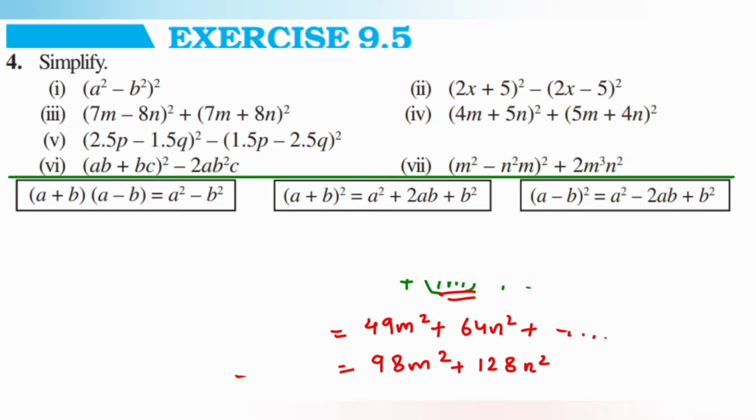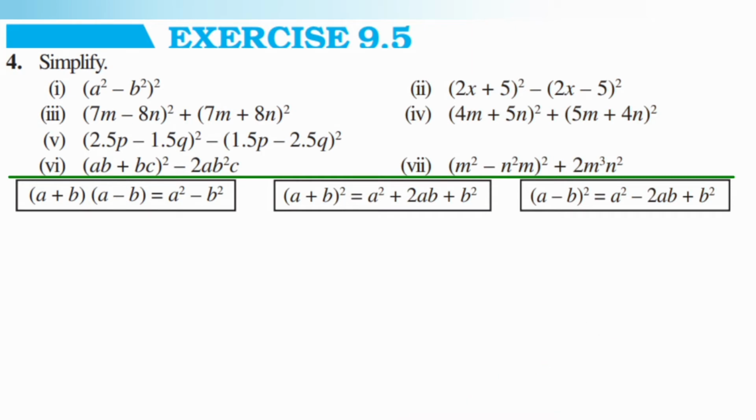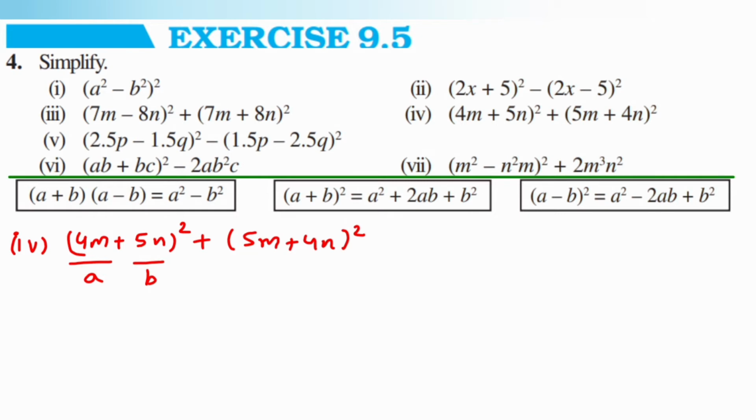So the fourth question is 4m plus 5n square plus 5m plus 4n square. They both are different here. It's like 5n and 5m. So we're going to apply this a plus b whole square identity. So 4m plus 5n square plus 5m plus 4n square. So here a value is 4m and b value is 5n, and in the other case the a value is 5m and b value is 4n. So let's apply this a plus b whole square formula.